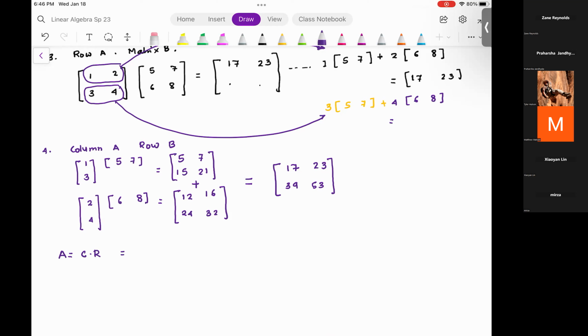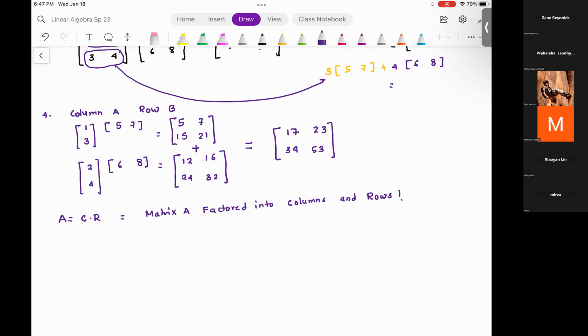So this is matrix A factored into columns and rows. Now, let me try to show you what this transformation is.